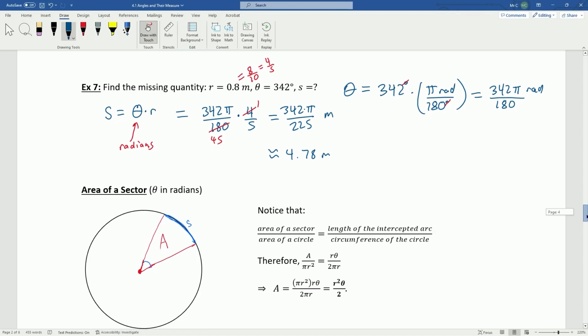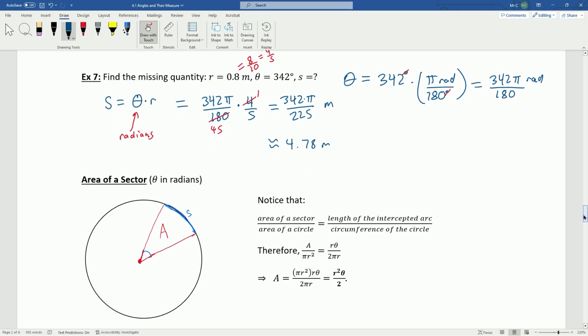Okay, so again, to tie this back to the real world, what does this tell us here? If I had a cart with very large wheels, wheels that were 4/5 of a meter in terms of their radius, and the wheel rotated 342 degrees as it moved, that rotation would cause this wheel to move 4.78 meters along the ground, because that's the length along the arc of the wheel associated with that rotation.